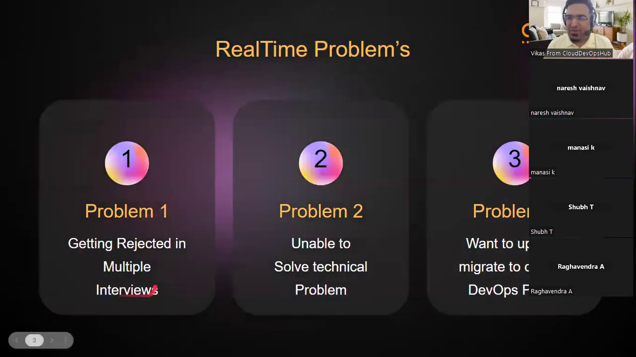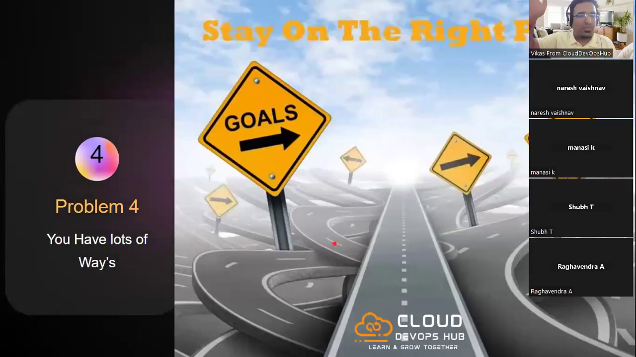Now, after that, let me give you some more problems. If you are getting rejected in interviews, if you are unable to solve technical problems, if you want to upskill yourself, if you want to migrate into cloud and DevOps, if these are your problems, or you are following some path randomly, 5 days from YouTube, 5 days from Udemy, 5 days from someone else, or 2-3 days on your own, you are going down some other path and not following the proper path.